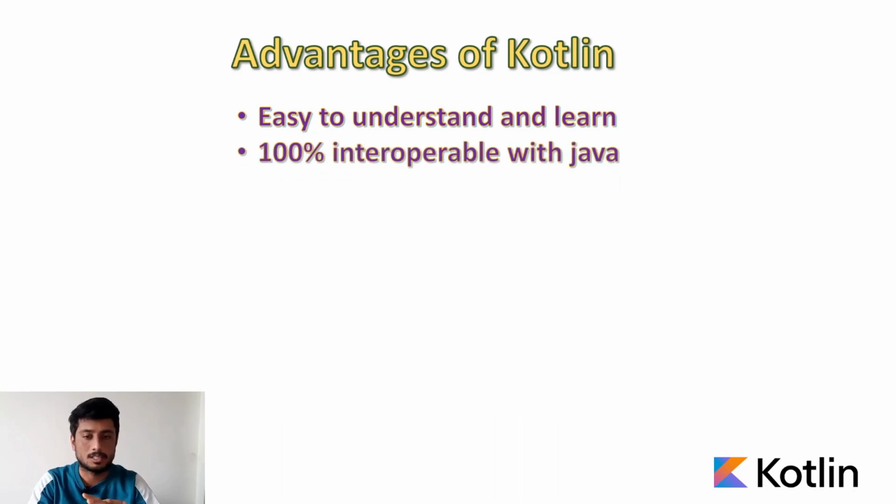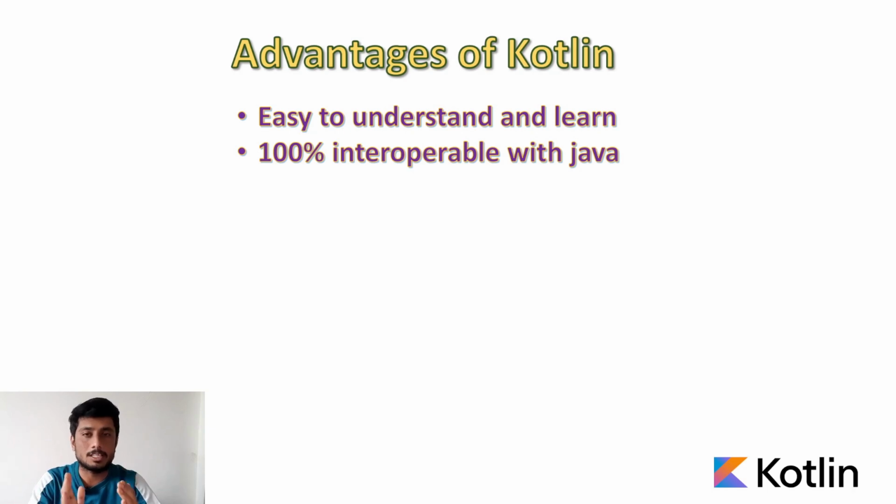And the second one is that it is 100% interoperable with Java. Now what is meant by interoperable? Interoperability means you can have an Android project in which you can have Java files and Kotlin files as well. You can access Java functions from Kotlin and vice versa.